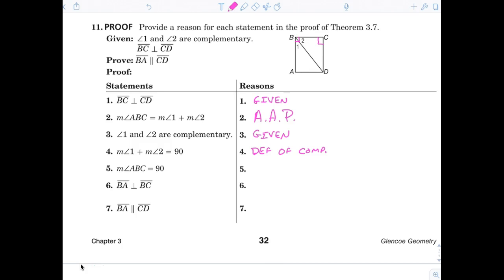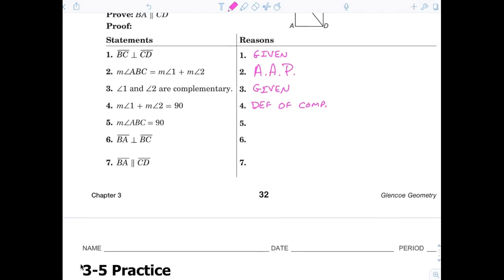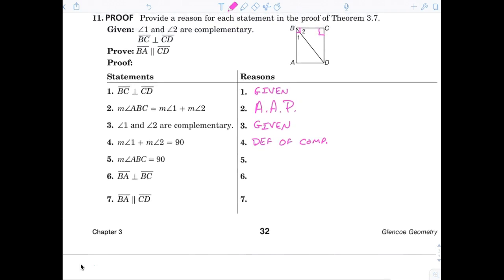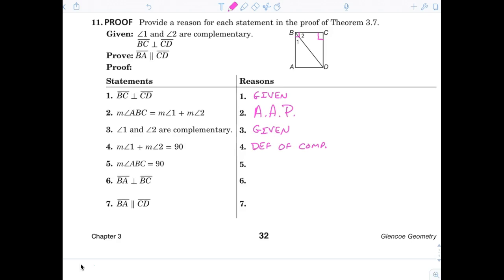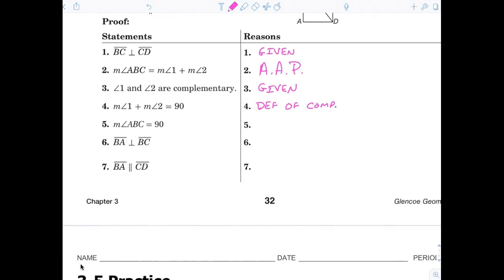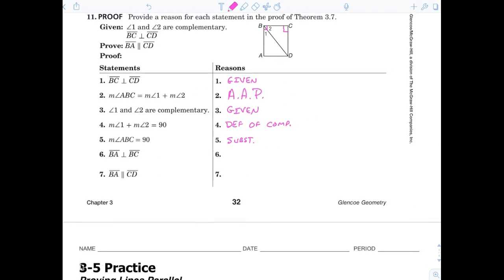So we said definition of complementary. So now, what for 5? Substitution. Good, I'm listening. So you put that it's the definition of complementary. How do you know that it's complementary equals 90? Okay, I understand your question. All right, so what did we say 5 was the reason? Substitution. Now, like I said, everybody should have 6 done, everybody should have 7 done. You're one step ahead. So why is BA perpendicular to BC?